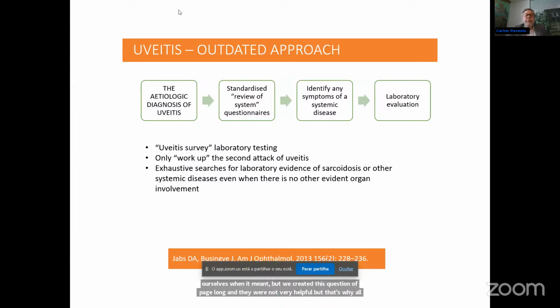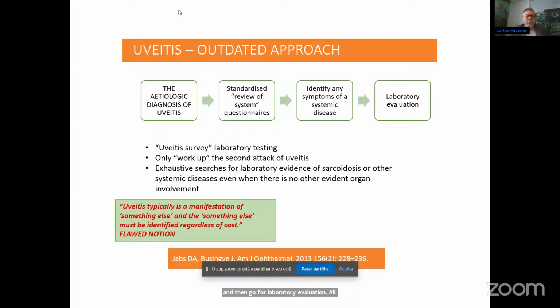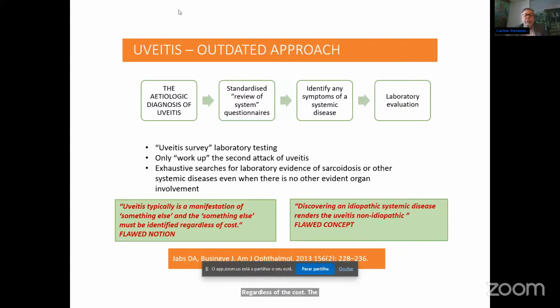Then you try to identify symptoms of a systemic disease and then go for laboratory evaluation. All this was based on a flawed notion that uveitis typically is a manifestation of something else, and that something else has to be identified regardless of the cost. The other flawed concept is that discovering an underlying systemic disease will make the uveitis no longer idiopathic. So these are the things that have changed.